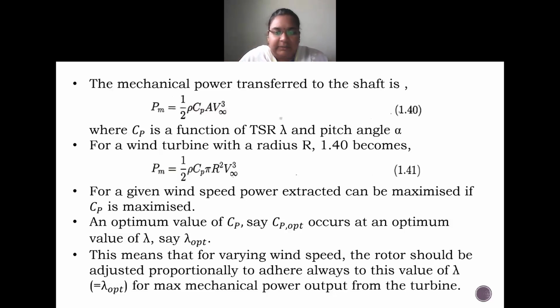This means that for varying wind speeds, the rotor should be adjusted properly to adhere always to this value of lambda for maximum mechanical power output from the turbine. So we are saying there is an optimal value of tip speed ratio. Whenever there is a varying wind speed, the rotor should be adjusted proportionally to obtain this optimal tip speed ratio for getting the maximum power output.